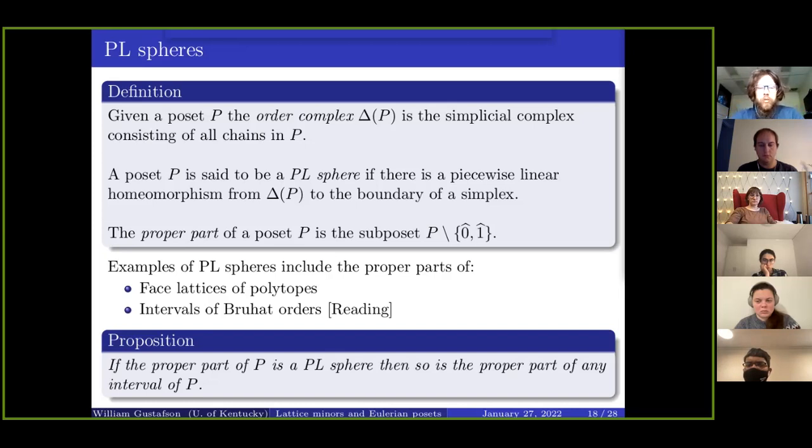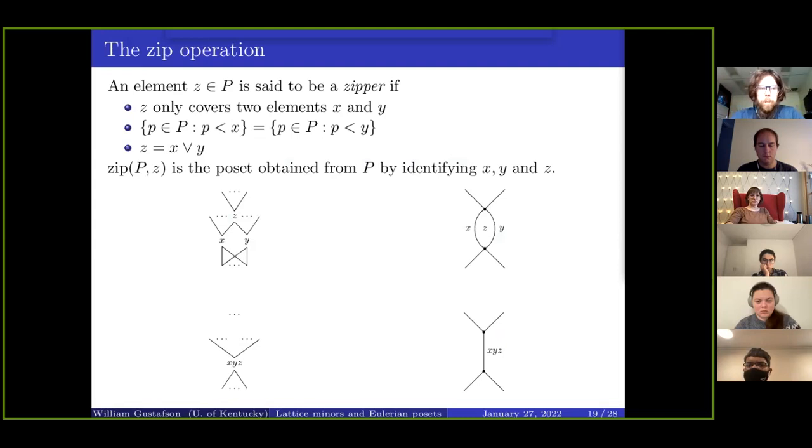I also need to introduce this zip operation. This was introduced by Nathan Reading, who used it to study Coxeter system Bruhat orders. But in order to define a zip operation, we need a zipper in the poset. The zipper is an element z which covers exactly two elements. These two elements have to have the same downset in the poset. And the last condition is that the zipper is the join of the two elements it covers.